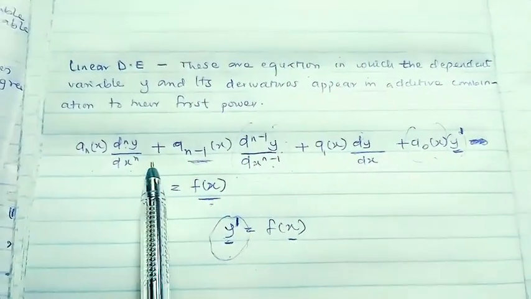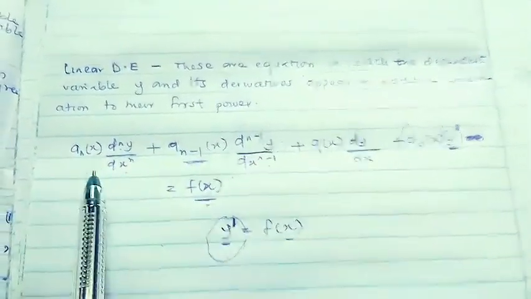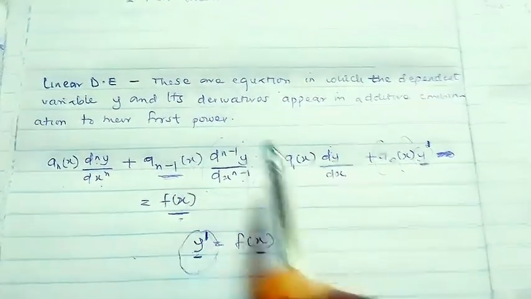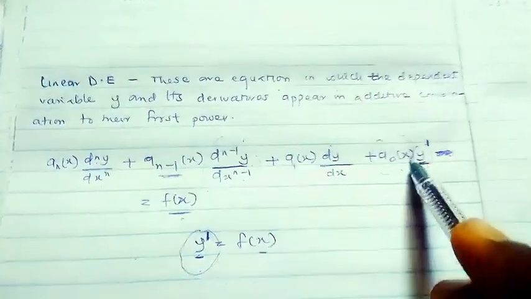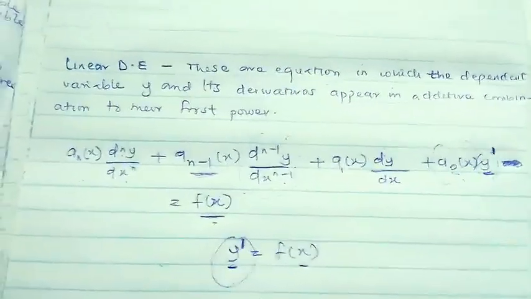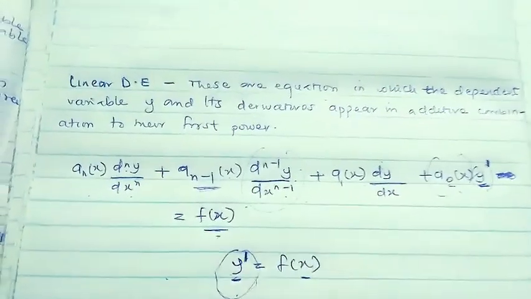by coefficient of x. Now looking at this general form, you see that every derivative here of y with respect to x is multiplied by coefficient of x. This is the nth, n minus 1, coefficient of x, coefficient of x. Even the dependent variable itself is multiplied by what? Coefficient of x. So in every linear differential equation, the derivative and also the dependent variable must be multiplied by what? Coefficient of x.